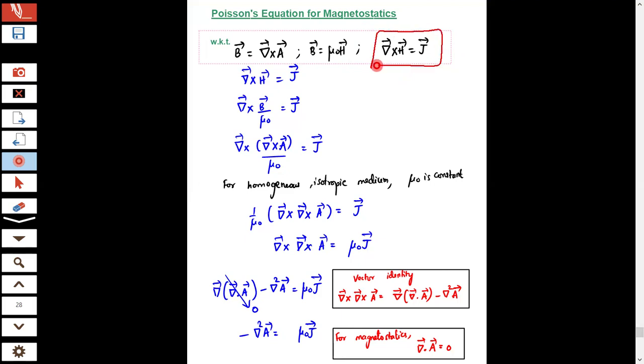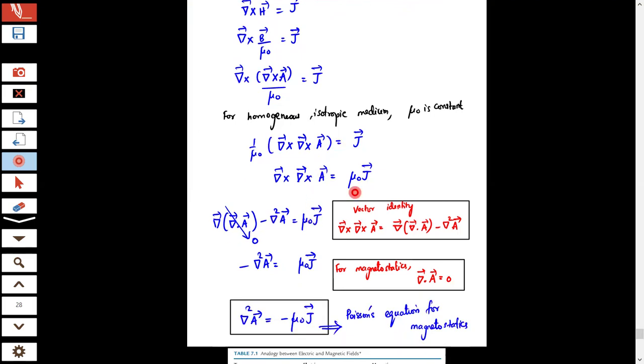Starting from del cross H equal to J, instead of H, we can write B by mu naught from the relation between B and H. And instead of B, we can write del cross A. So we have curl of a vector here. And curl of a vector has a standard vector representation, that is del of del dot A, gradient of divergence of A, minus Laplacian of vector A. So we can represent del of del dot A minus del square A is equal to mu naught J.